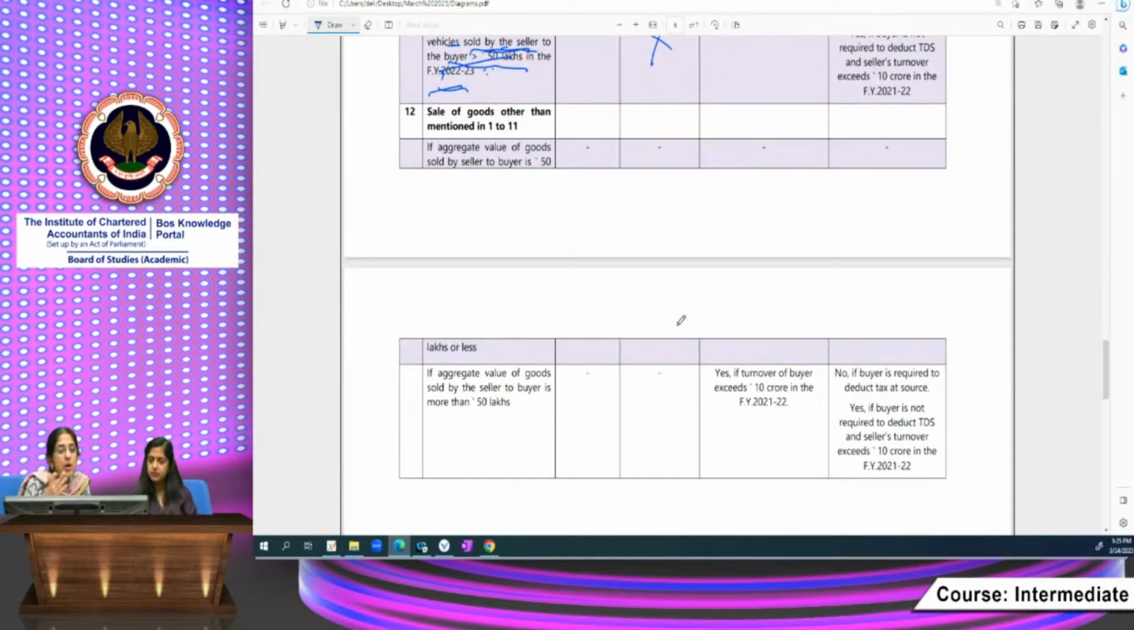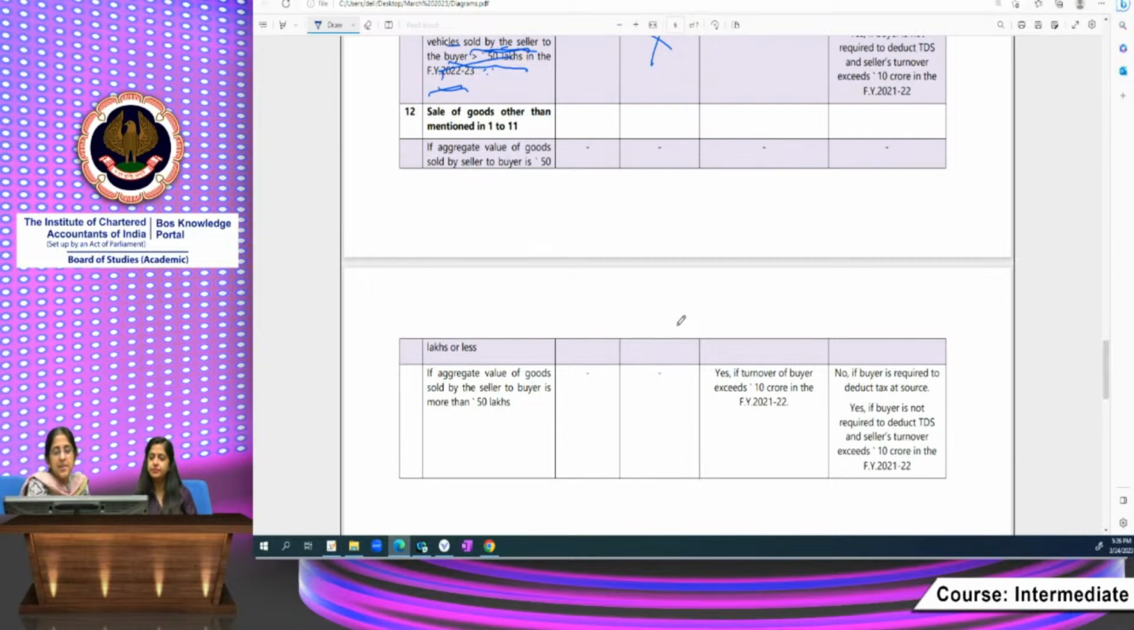Now we come to, we've talked about specific instances, motor vehicles, then the 206C(1A) cases, then the residuary cases. If the aggregate value of goods sold by seller to buyer is 50 lakhs or less, then there is no TDS or TCS. If it is more than 50 lakhs, then first you have to see the application of 194Q.